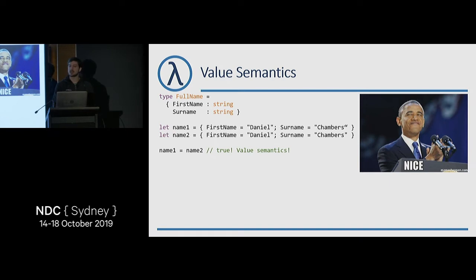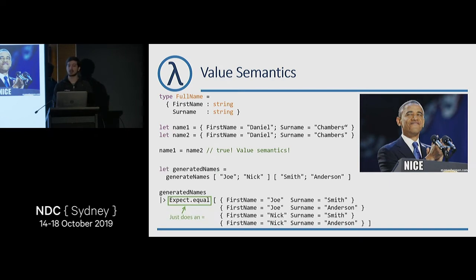So where is value semantics useful? Well, tests become trivially easy to write because you can simply compare entire data structures for equality. There's no need for manually asserting each property or using reflection to make some sort of deep equals function. So if we look at the example we've got up on the slide, we can imagine we're writing a test for some sort of name generator function that takes a list of first names and a list of surnames. And we want to make sure that it's generating the right full names. We can generate the names by calling the function, and then we can simply do an equality comparison on the expected list of names.